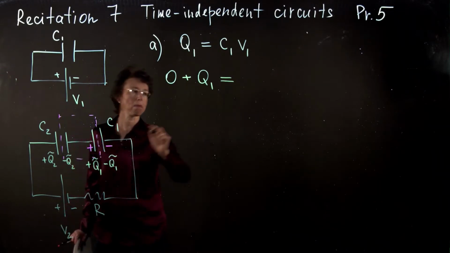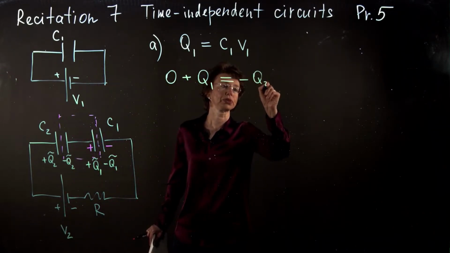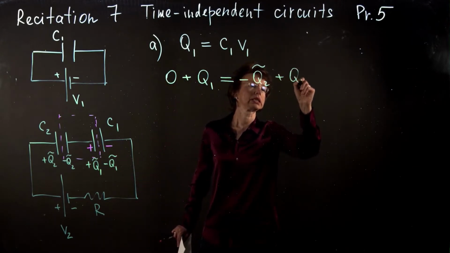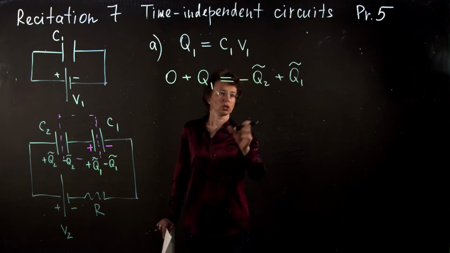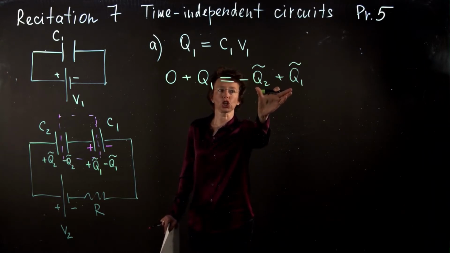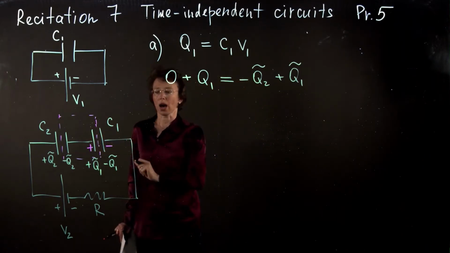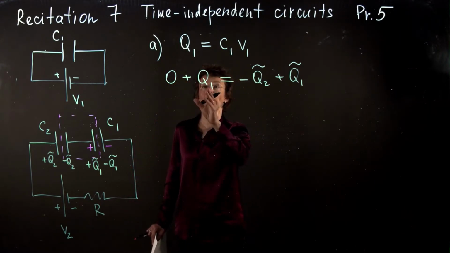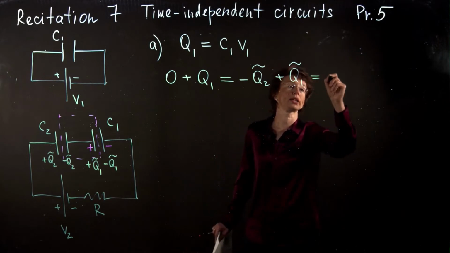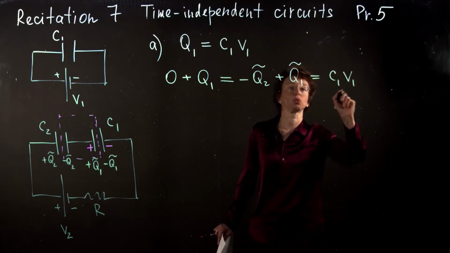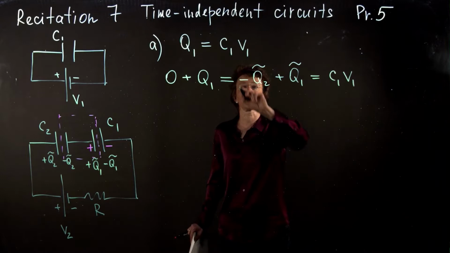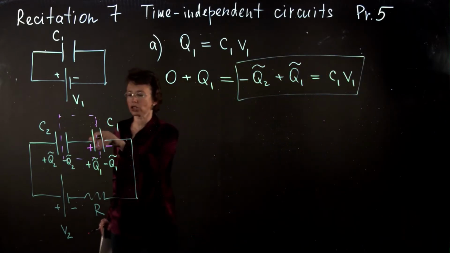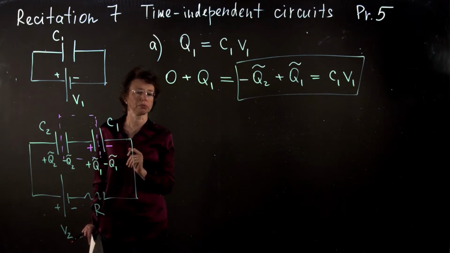So what is the total charge now? It is minus Q2 tilde plus Q1 tilde. This is the total charge within this box after redistribution. And this total charge is equal to Q1. And Q1, we know Q1. It is C1 and V1. Both these numbers are given, so we found the total charge within this dashed box after charge redistribution.